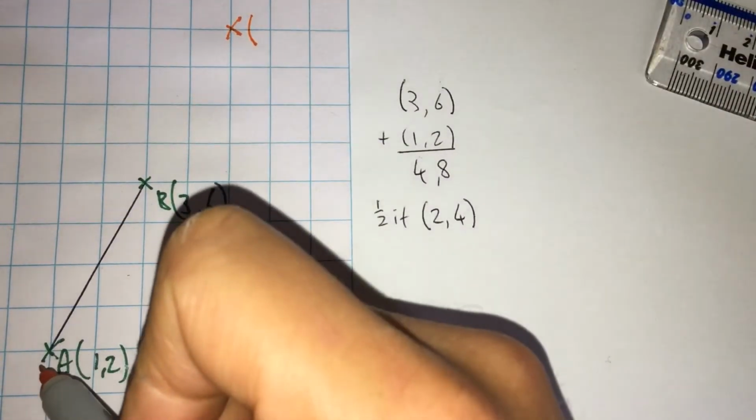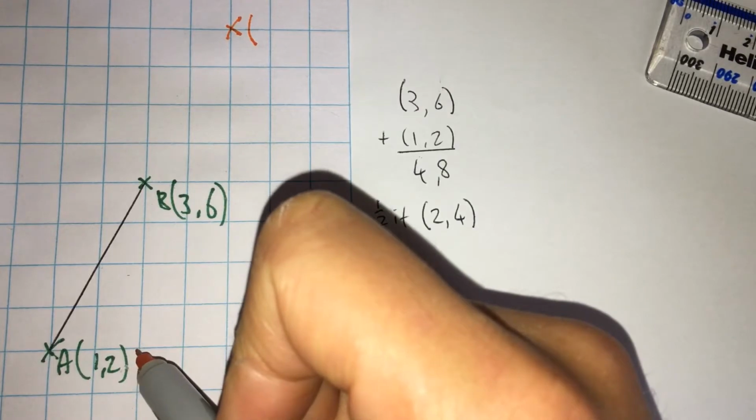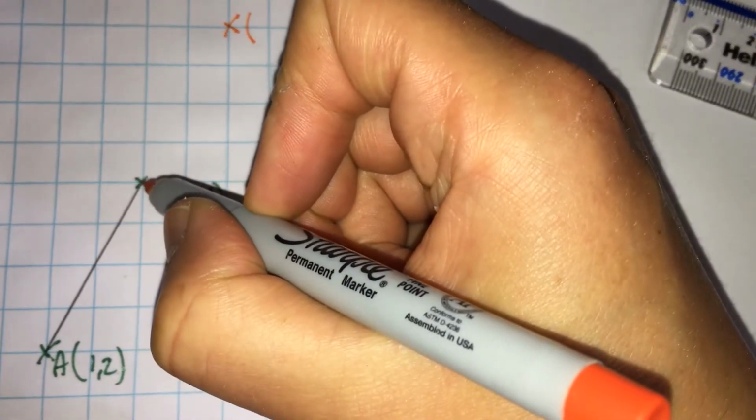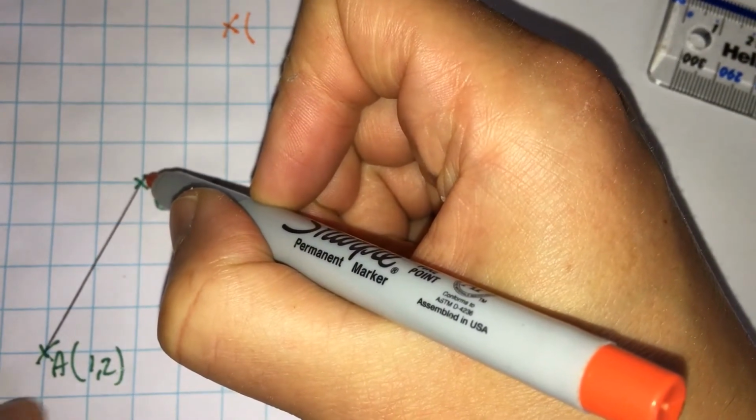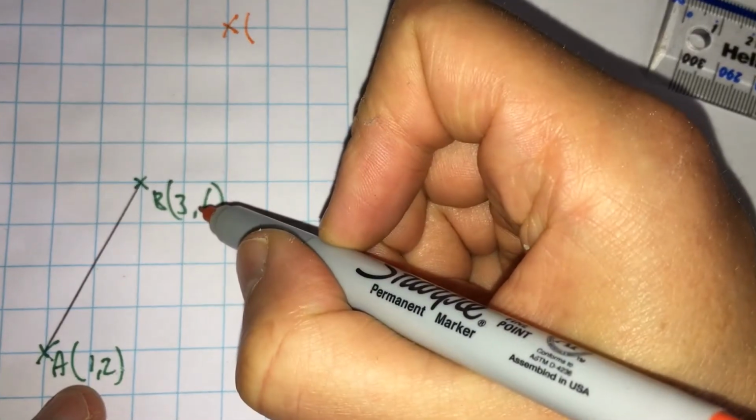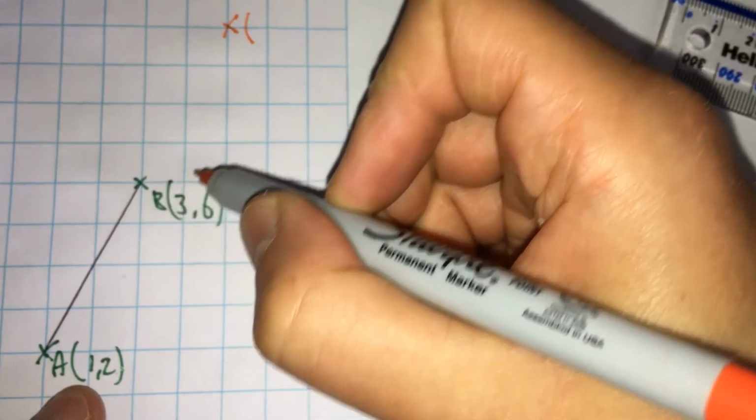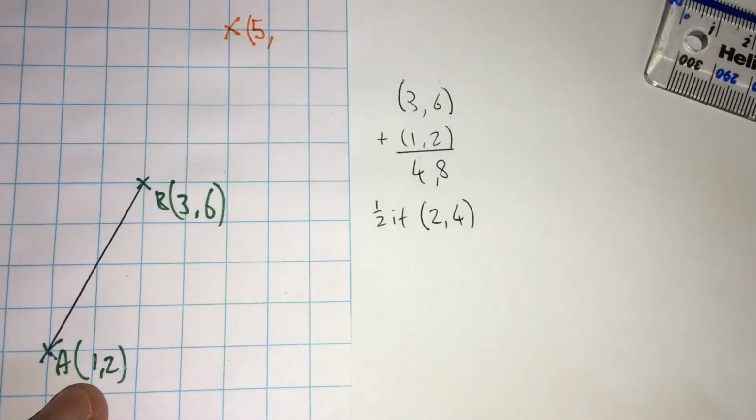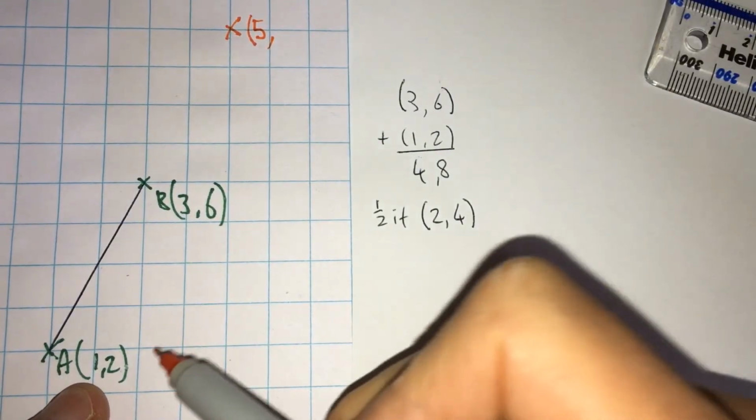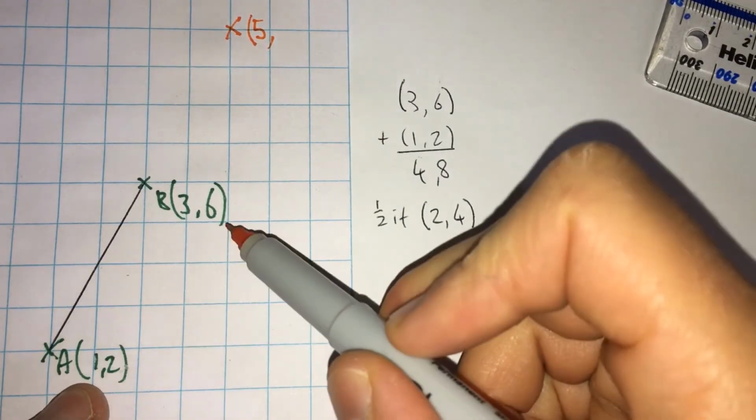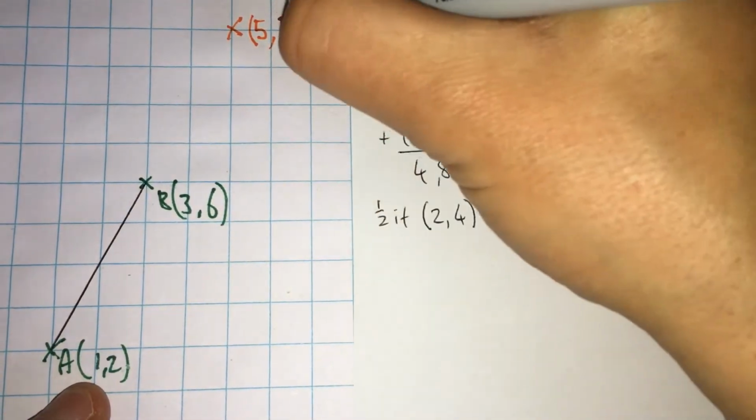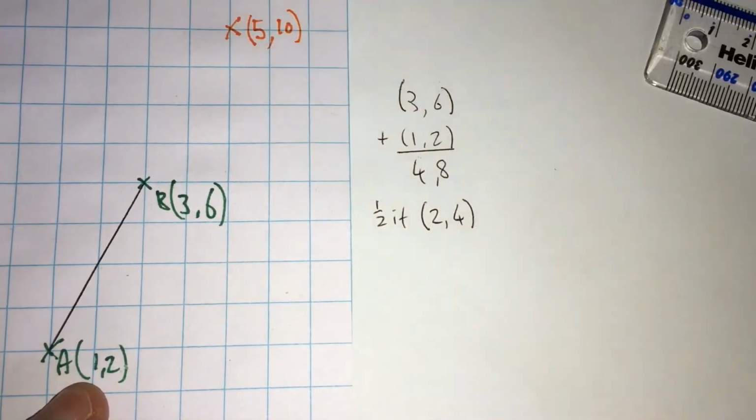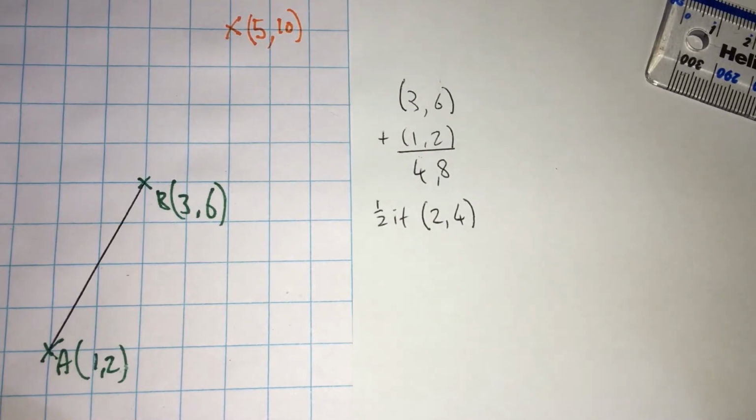Well, we can track this, can't we? So it goes 2 across and 4 up to get to the midpoint. So we've gone from 1 to 3, that's 2. So we need another 2 in the x values. So that point there is going to be 5. We go from 2 to 6, that's plus 4, another plus 4, so the y value of that point there is going to be 10.